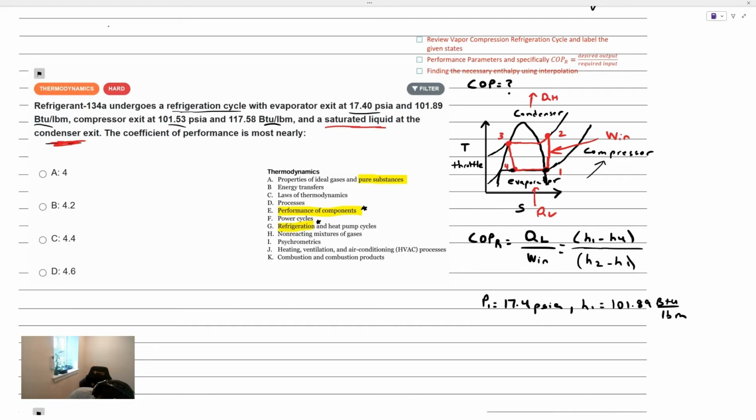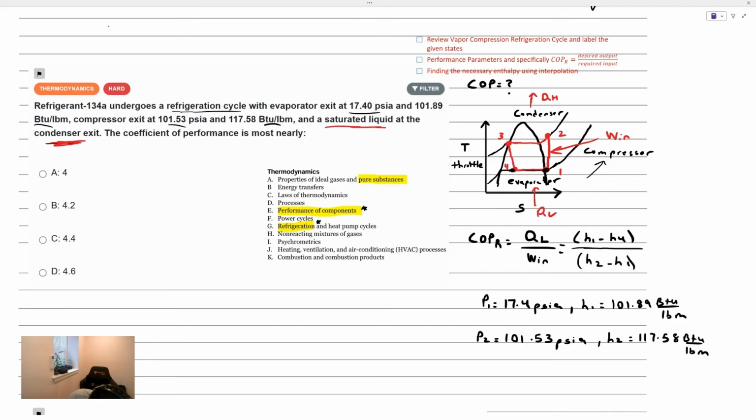At the compressor exit here, the compressor exit is going to be state point 2. The pressure at state point 2, you can see the large increase in pressure, 101.53 psia, and the enthalpy at state point 2 is given as 117.58 BTU per pound mass.